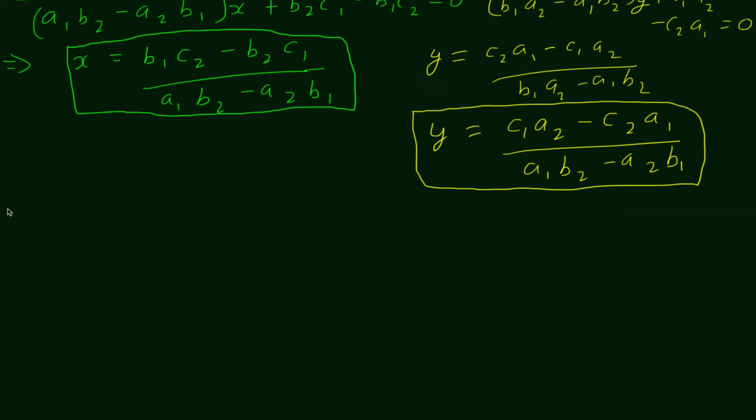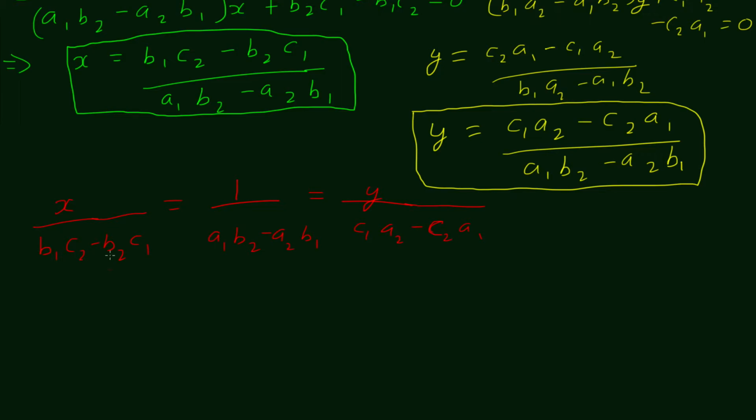Okay, so one thing which we could observe here is the denominator is the same in both cases. So we have x by b1 c2 minus b2 c1 is equal to 1 by a1 b2 minus a2 b1. And if we just write it for y as well, it will be equal to y divided by c1 a2 minus c2 a1. So we are getting towards a formula somewhere.